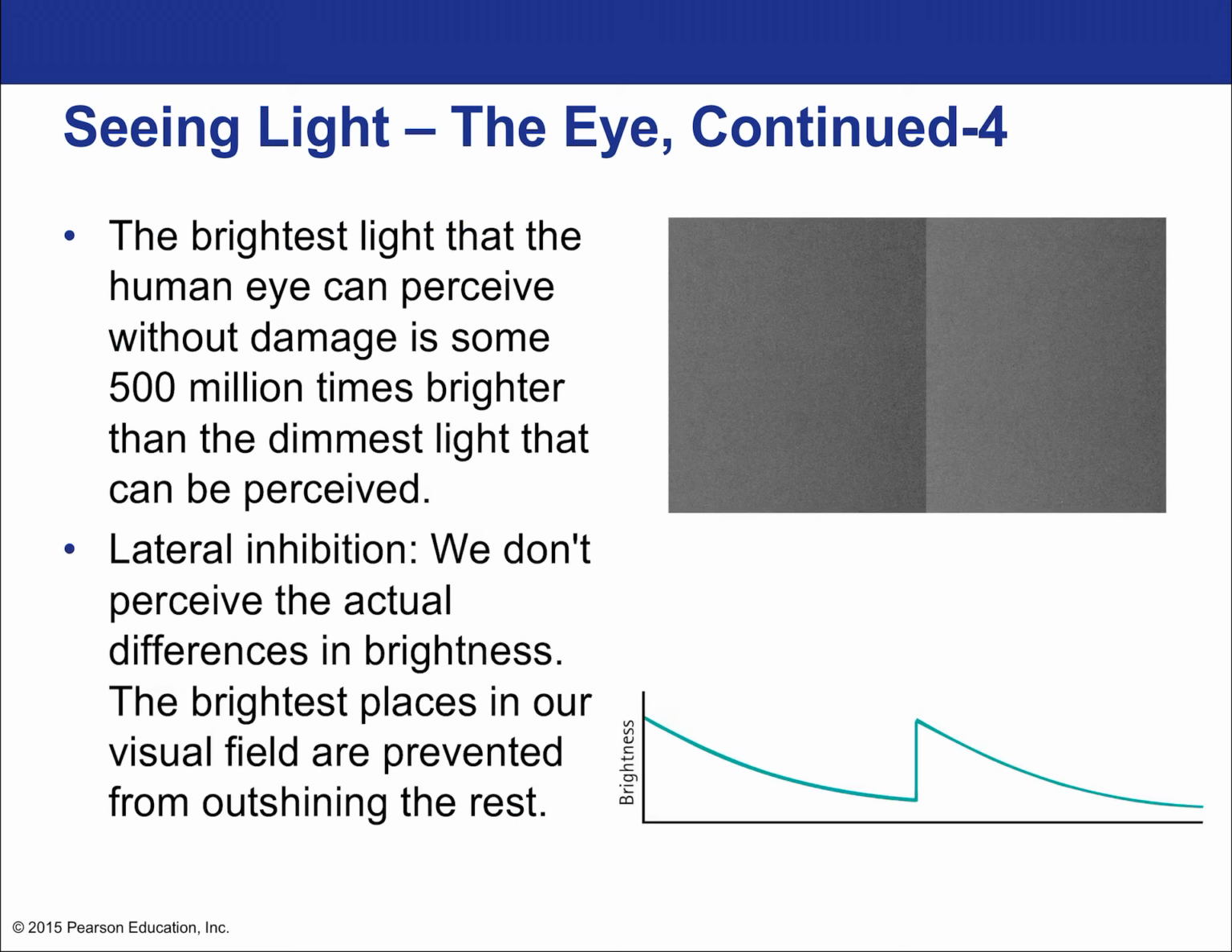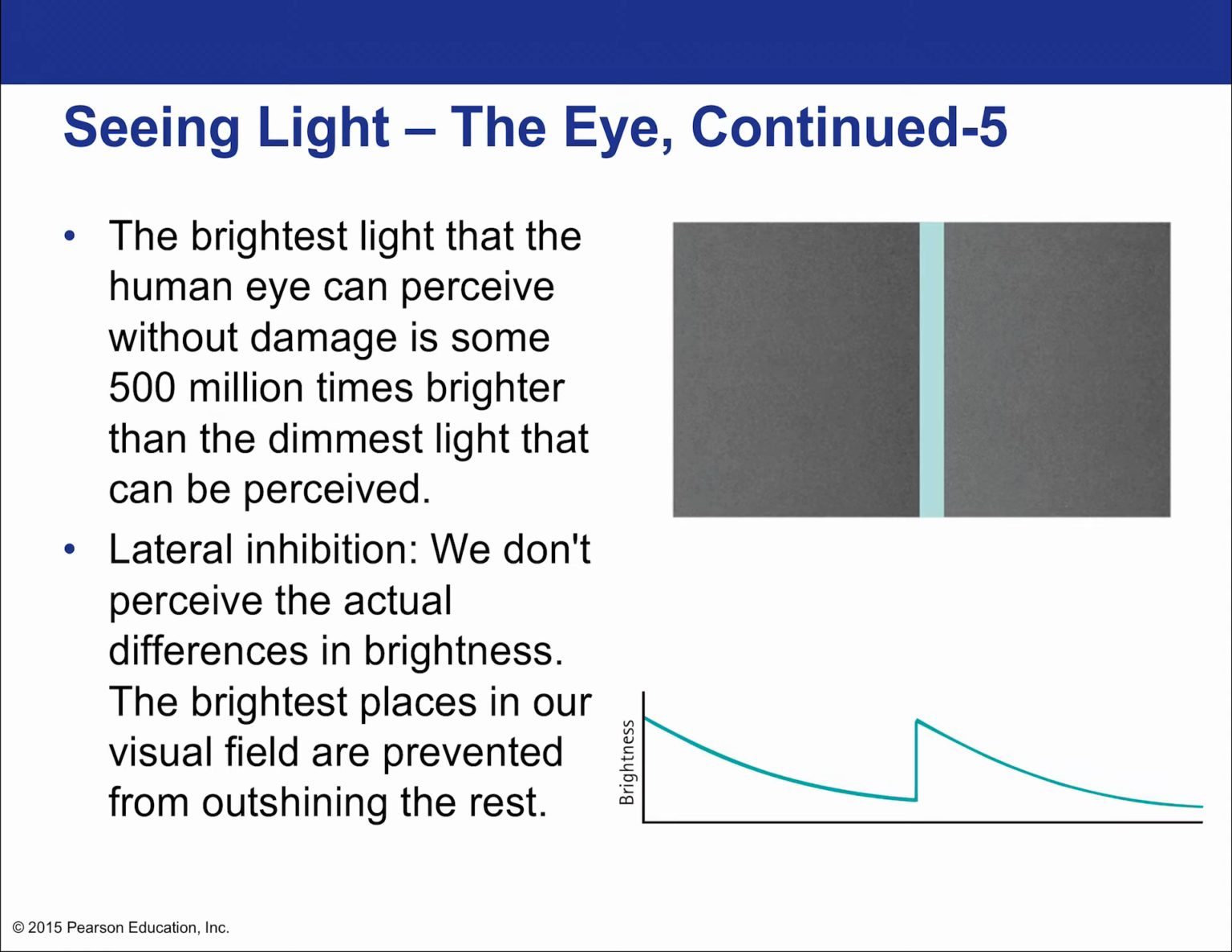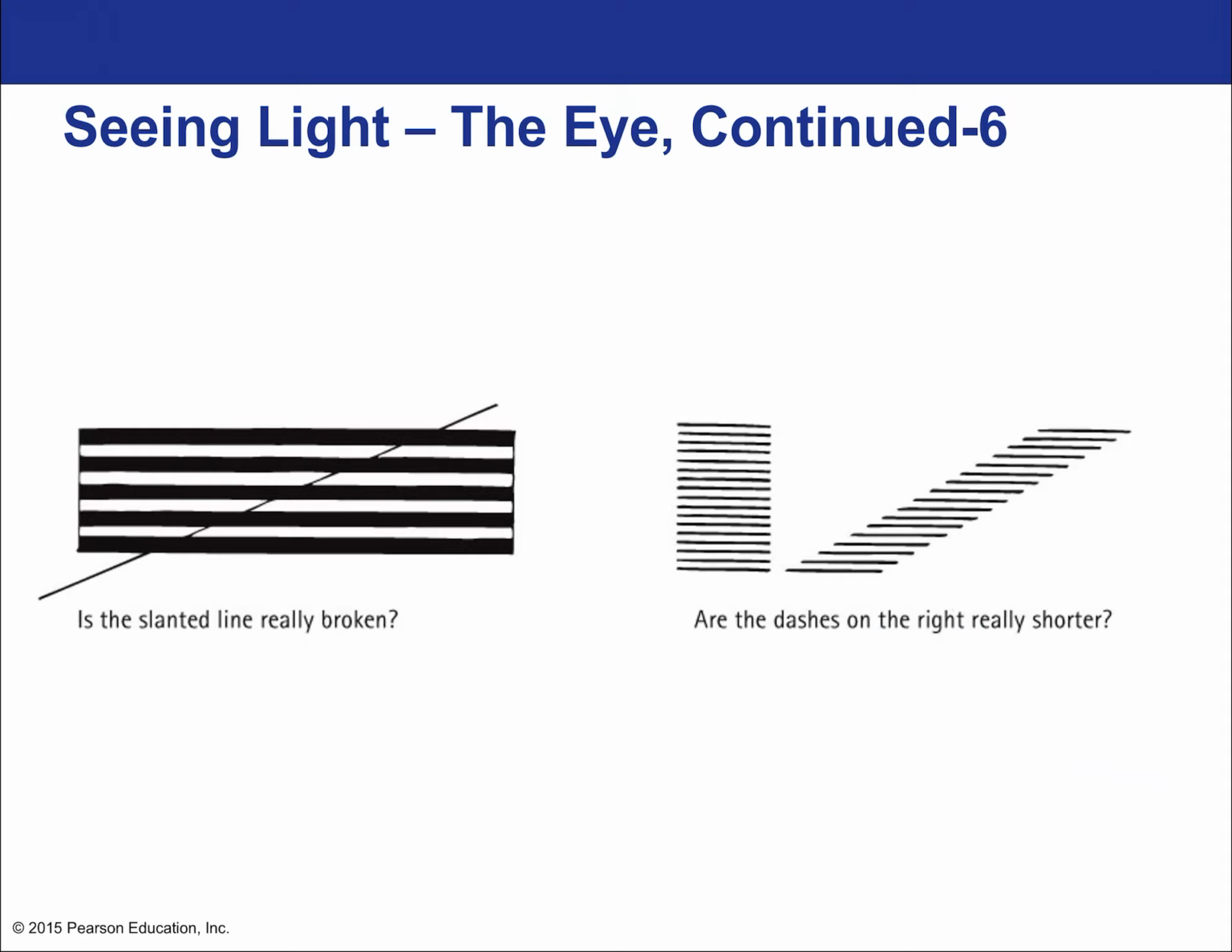And it's an incredible range of light intensity that our eye can detect. The brightest light that the human eye can perceive without damage is 500 million times brighter than the dimmest light that you can perceive once your eyes, quote unquote, adjust to low light settings. And we don't perceive the actual difference in brightness. The brightest places in our visual field are prevented from outshining the rest. So we have these amazingly well adapted middle brains that do some of the processing, and the eye itself.